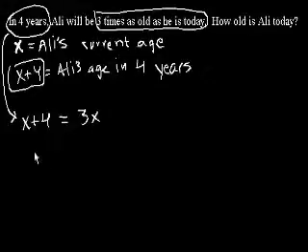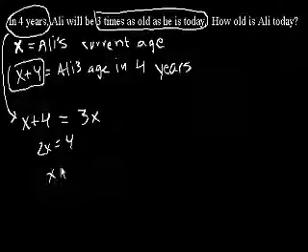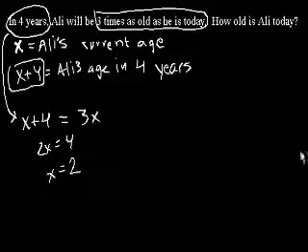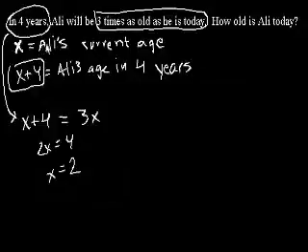And now we just solve for X. Subtract X from both sides. You get 2X is equal to 4. X equals 2. So Ali is 2 years old today. And that makes sense, because if he's 2 today, in 4 years he's going to be 6, which is going to be 3 times as old as he is today. So it all works out.